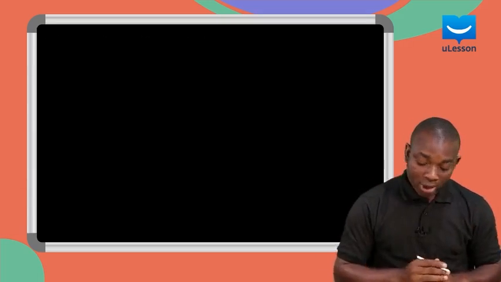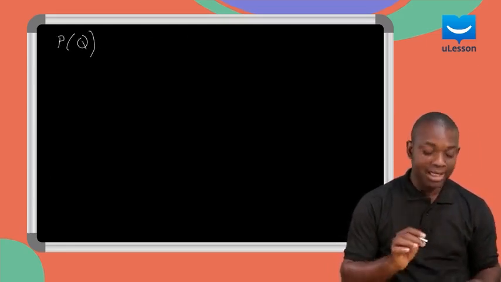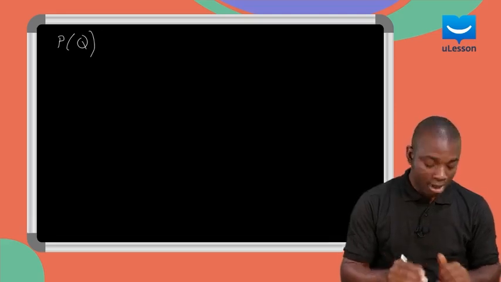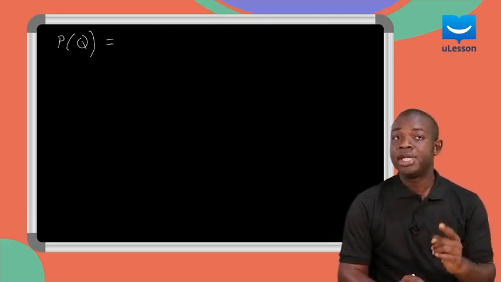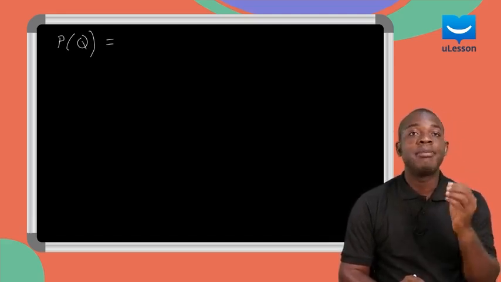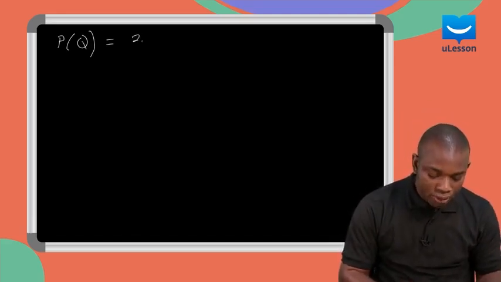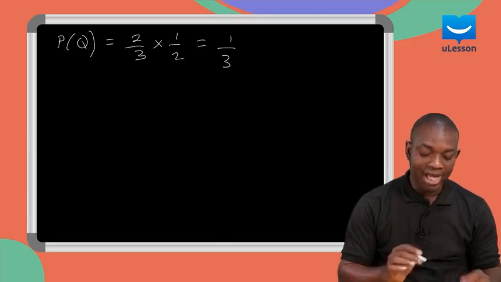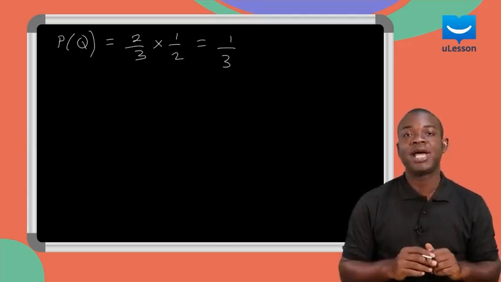Now, what we want to do here is to first find the probability that he will qualify. Let's call that Q. Now, this we are going to get by multiplying the probability of passing the math exam by the probability of passing the English exam. That is 2 over 3 times 1 over 2, which gives us 1 over 3. This is the probability that he qualifies.